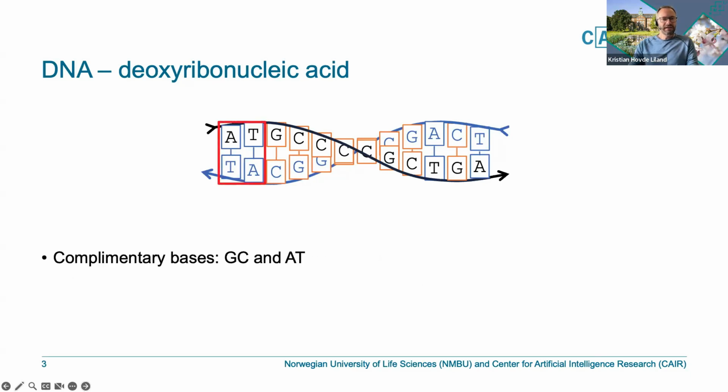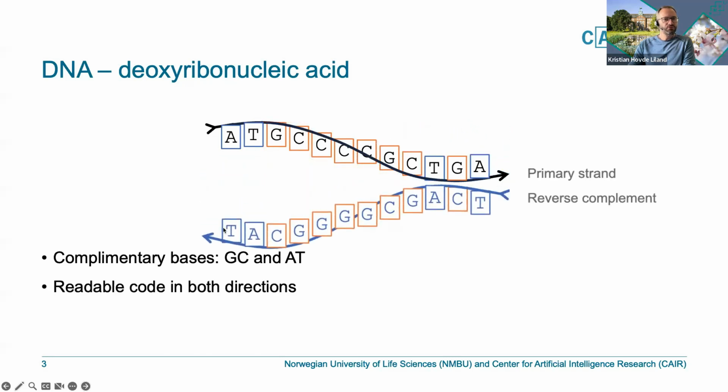Along the DNA double helix, you will find complementary bases. So here we see that GC and AT, they pair up. So an A will always be paired with a T, and a T will always be paired with an A. The same goes for the GC and CG.